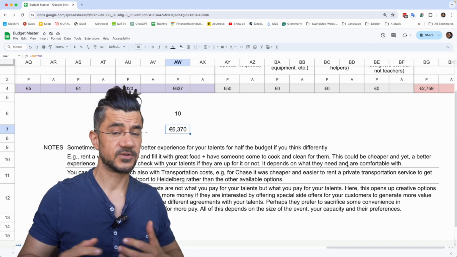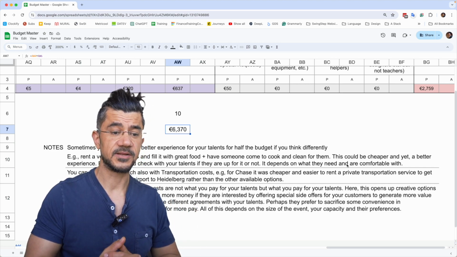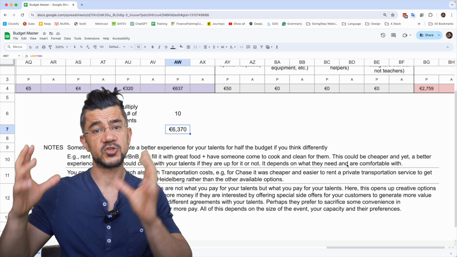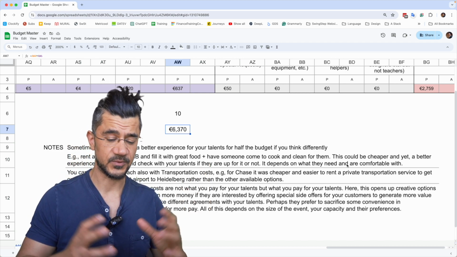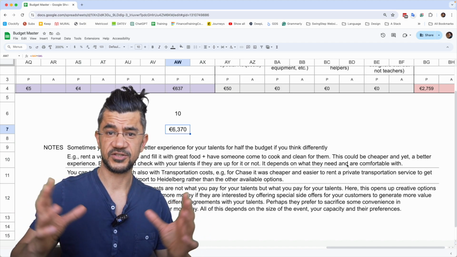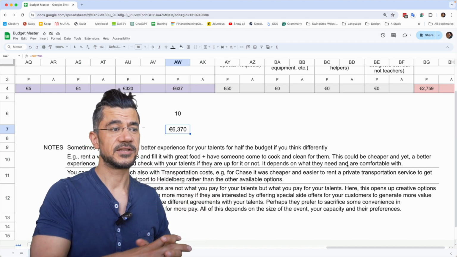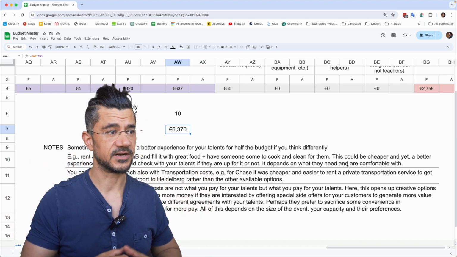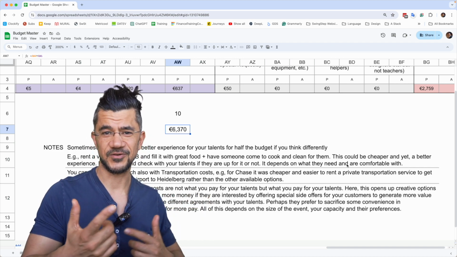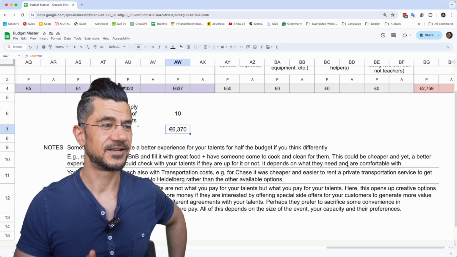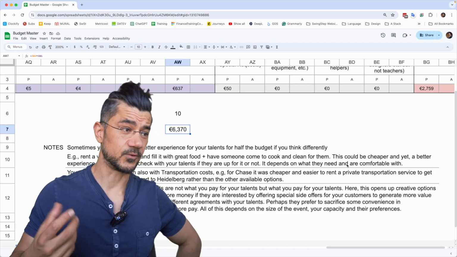And the same thing with transportation costs. For example, in some cases, it might be the best option to hire a professional service to do airport transportation. This way you don't have to deal with unprofessional people. You can rely on them. They go and pick people up, bring them back together. For example, we found a service that ended up cheaper than us trying to find all these different weird solutions that typically become much more inconvenient for both the talents and the organizers.